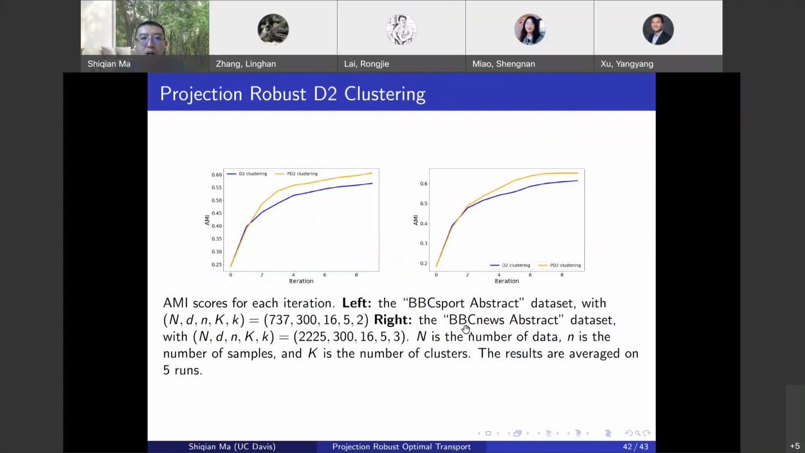These are some comparison results we conducted. These two figures correspond to different data sets. Let's just look at one of them. The y-axis denotes the classification quality, so basically we want this number to be large. There are two curves. The orange one is our projection robust discrete distribution clustering, and the blue one is the original one proposed by Ye et al. We can clearly see that by replacing the Wasserstein Barycenter with our new model, the relaxed projection robust Wasserstein Barycenter, we can do much better in both cases.